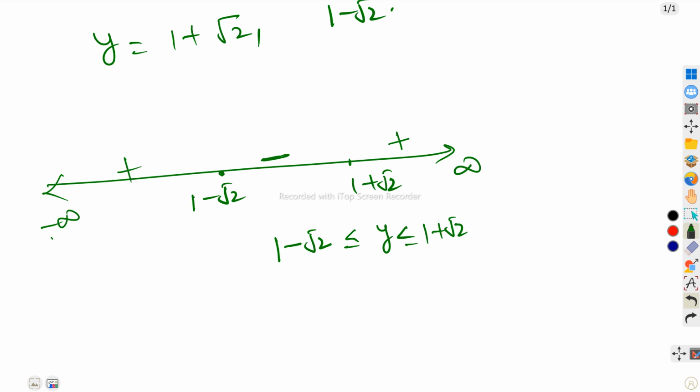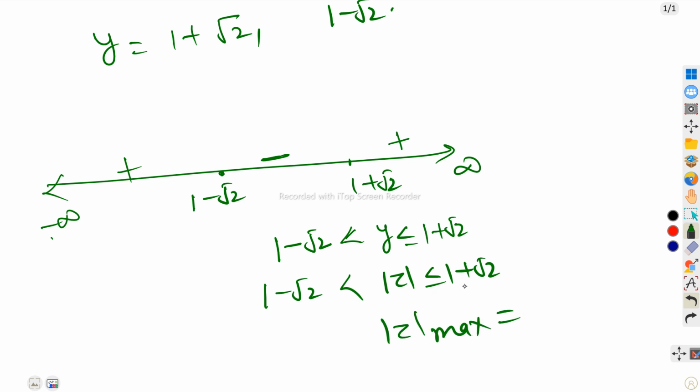So the valid solution is y less than or equal to 1 plus root 2. Since 1 minus root 2 is a negative quantity and y is strictly positive, we remove that bound. So mod of z is less than or equal to 1 plus root 2. So the maximum value of mod z equals 1 plus root 2. This is the required answer.